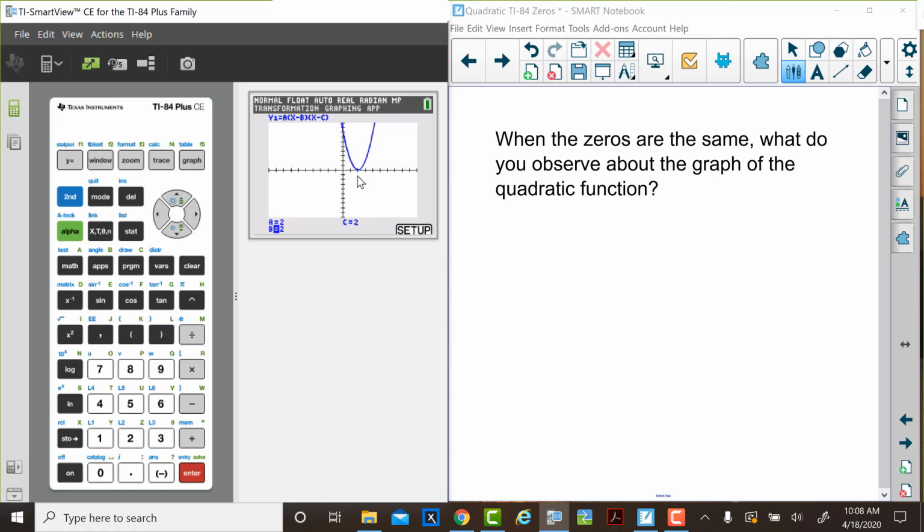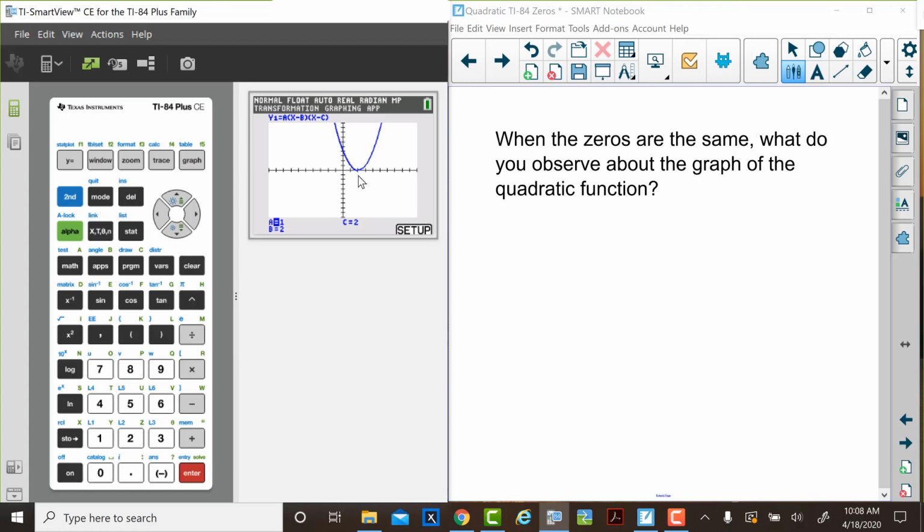The factors, of course, would be, in this case, with a equal to 2, 2 multiplied by x minus 2 times x minus 2. Let's see what happens if Judy changes a to 1. If the a is a different value, but we leave the two zeros the same, we still have that tangency to the x-axis at this location.